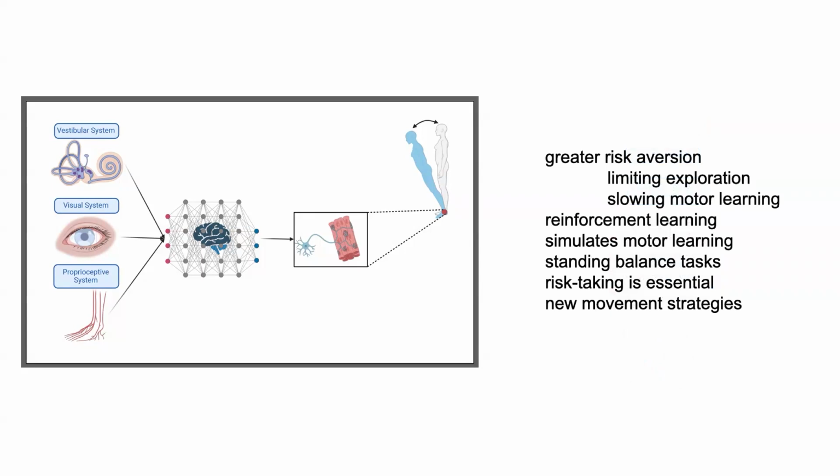Here's some keywords that appeared in the project proposal. Greater risk aversion. Where do I see it? Don't see it. Reinforcement learning. Don't see it. Standing balance tasks. Okay, maybe I see the standing balance task. There he is. He's trying to balance. Risk-taking is essential. New movement strategies. Don't see it. What are they trying to do? Please help me figure it out.